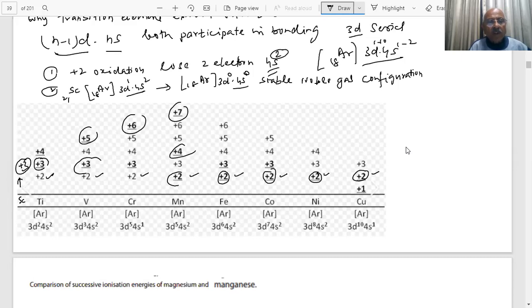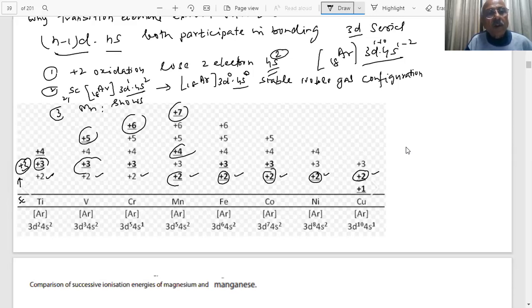In chromium, 5 plus 1, 6. In manganese, 3d5, the maximum number of electrons you can lose is 7, so +7 oxidation state. Therefore, what do you find? Manganese, Mn, shows the largest number of oxidation states.